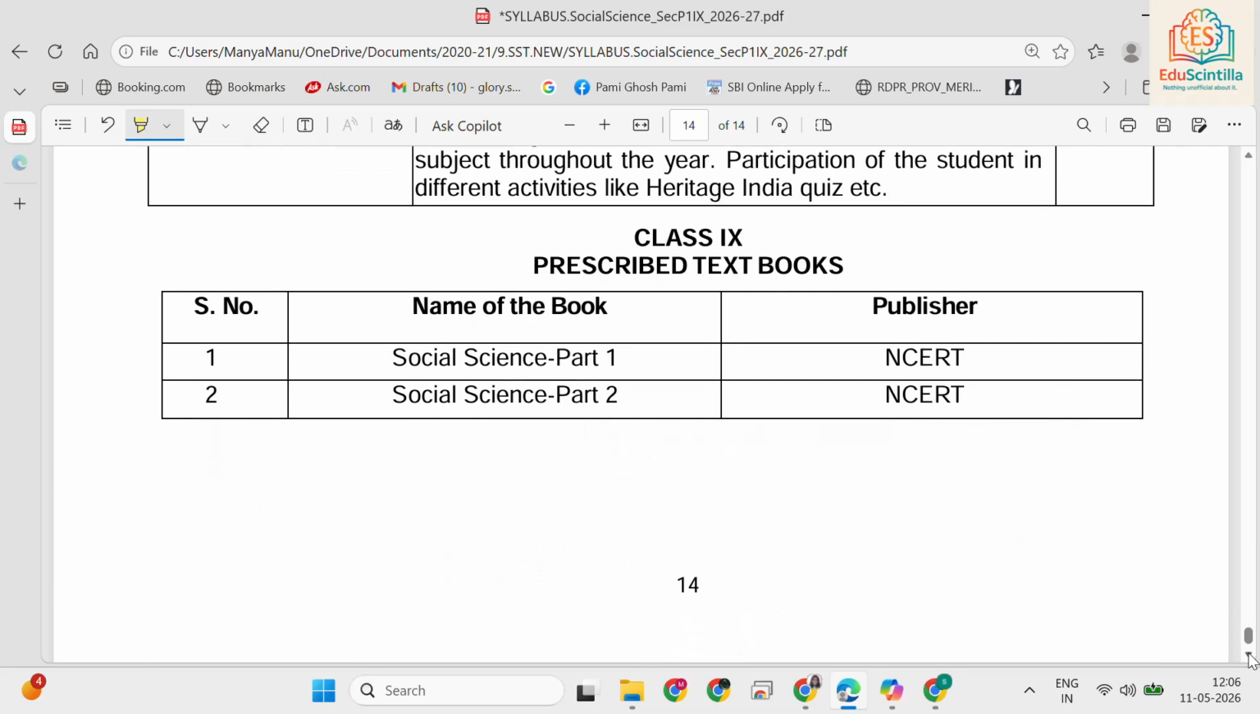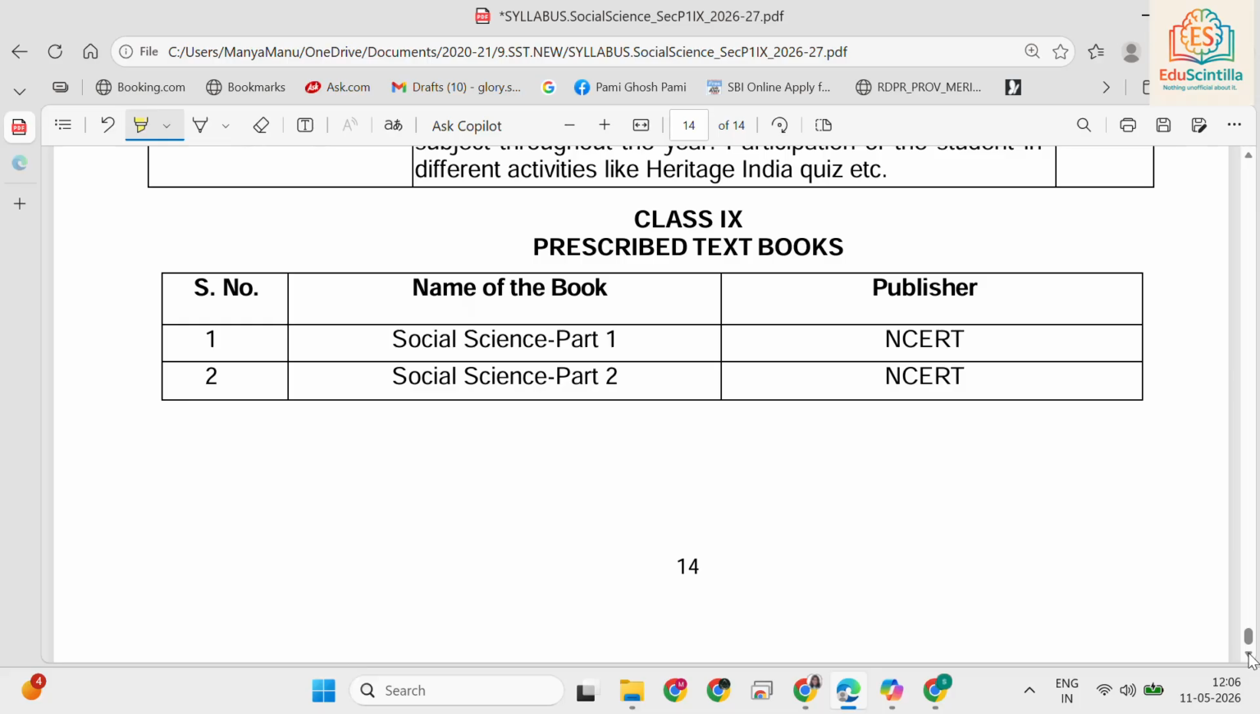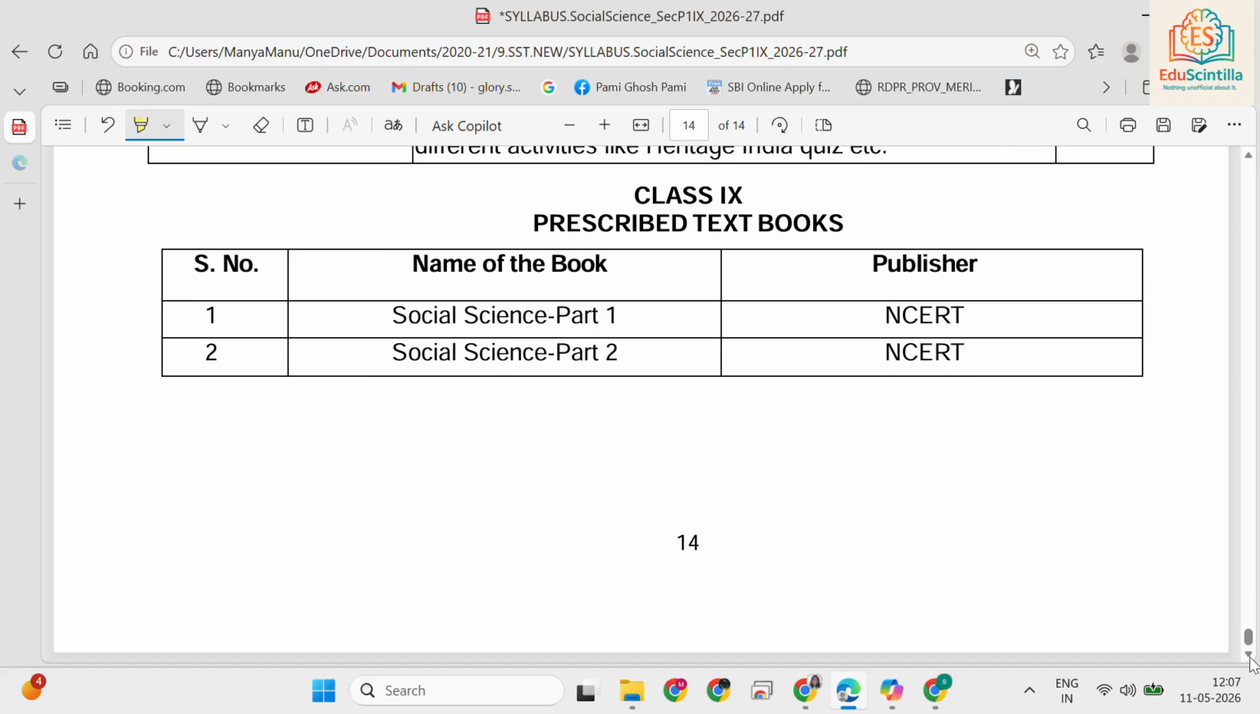Then here you can see the prescribed textbook. There are part 1 and part 2, NCERT yet to be released. So this syllabus is designed not just to teach but to transform the way students see the world. So as I informed you earlier, the study tips for students here are: use flowcharts and concept maps to connect ideas, practice map pointing and data interpretation regularly, relate topics to current events like democracy, elections, climate change.